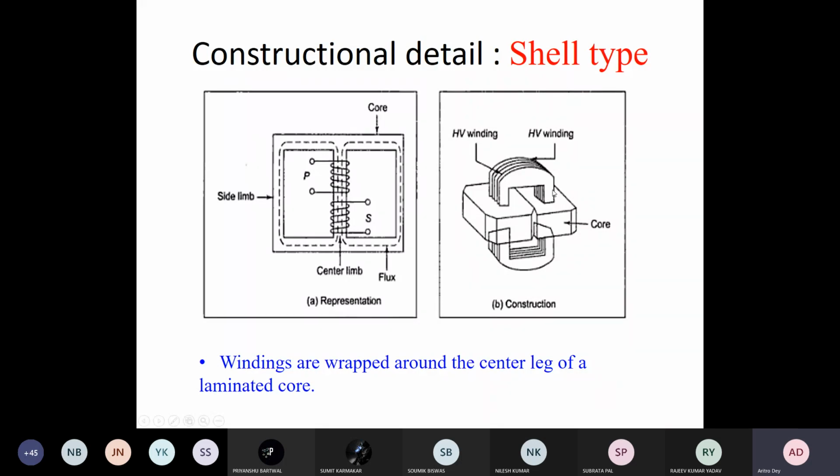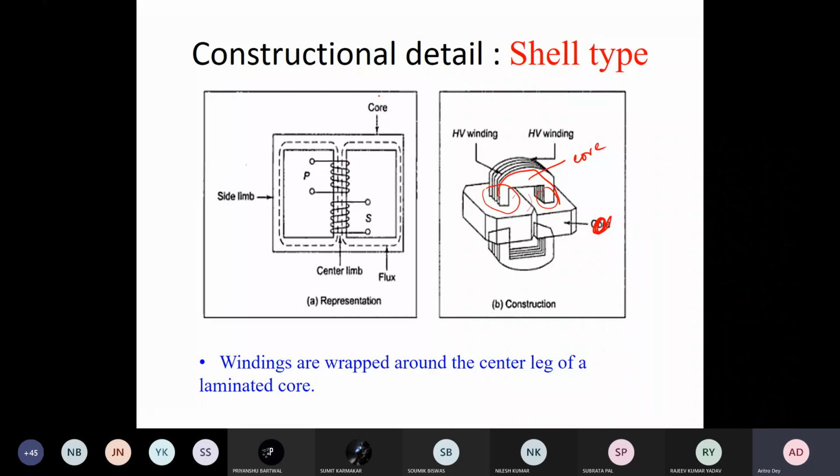And this is actually a wrong diagram. This is your core and this is your winding. Here you have LV, and over that you have HV, and there will be an insulating material within it. So this is called core type, and this is shell type, where you have the low voltage and the high voltage.